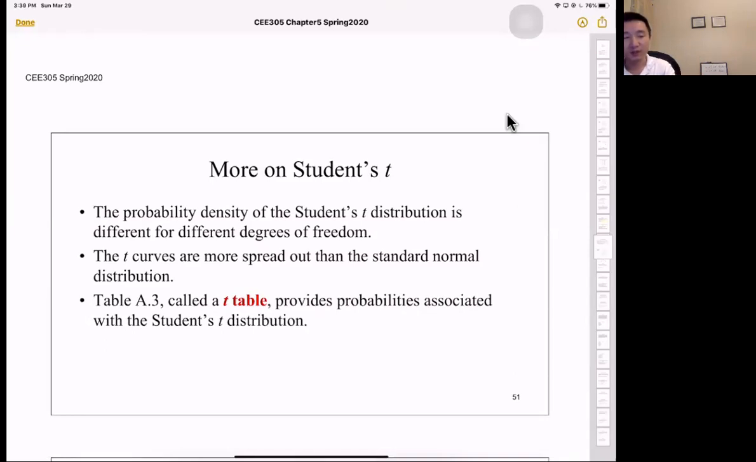The density function of the student's t distribution depends on the degree of freedom, which is n minus 1. The difference between the t curves and the standard normal distribution is that t curves are more spread out, with higher standard deviation compared with the standard normal distribution. And the table is Table 8.3 in your textbook, and we call that the t table.